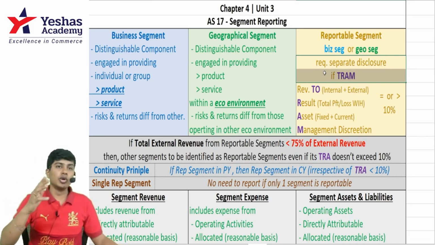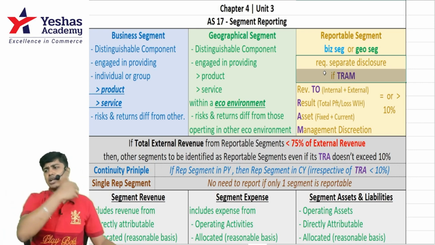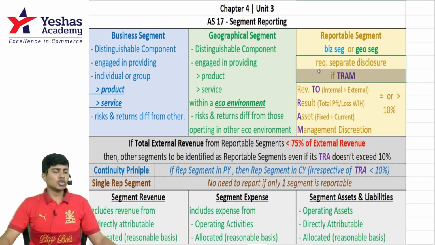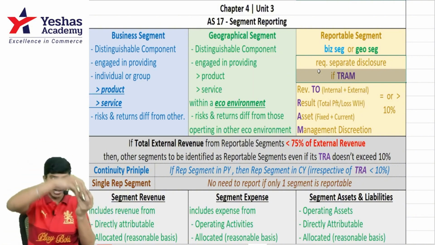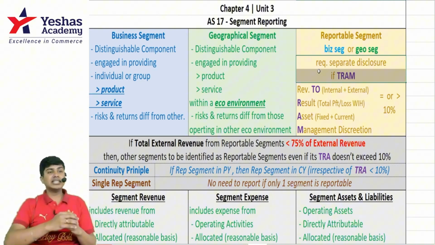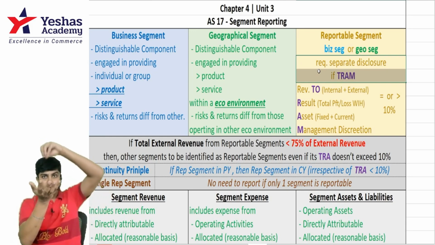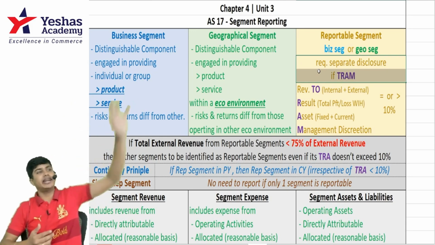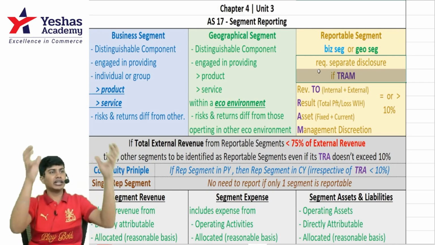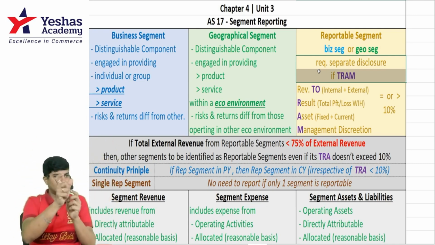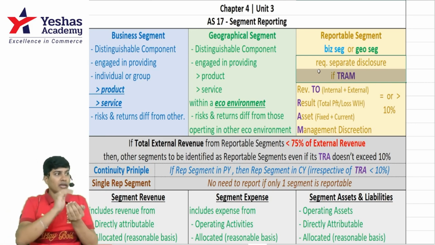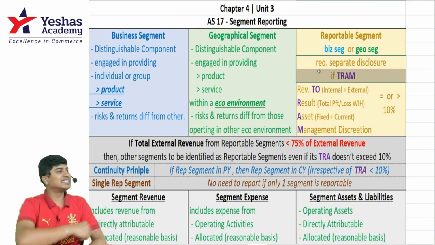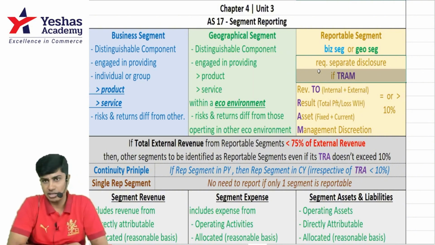This revenue will include both internal revenue as well as external revenue. Internal revenue means goods sold by one segment to another segment within the entity. External revenue means goods sold by the entity to another entity. This internal and external together we will take for that segment, divided by total revenue from all the segments together. When you do this, if that comes to 10% or more, then that segment is a reportable segment.